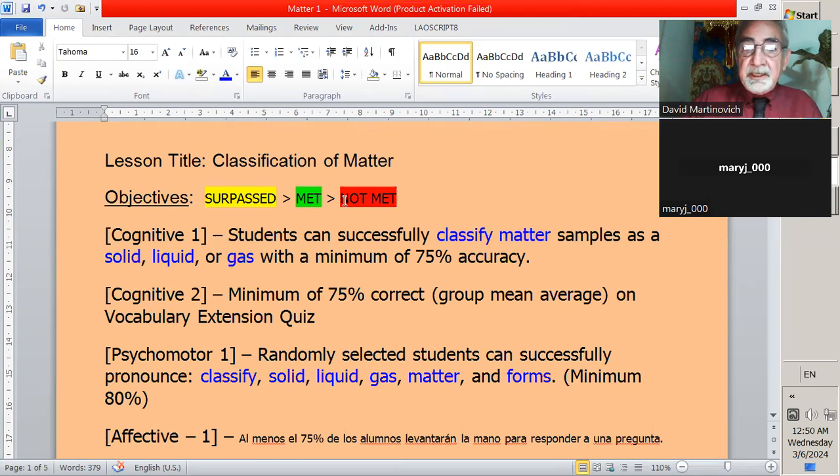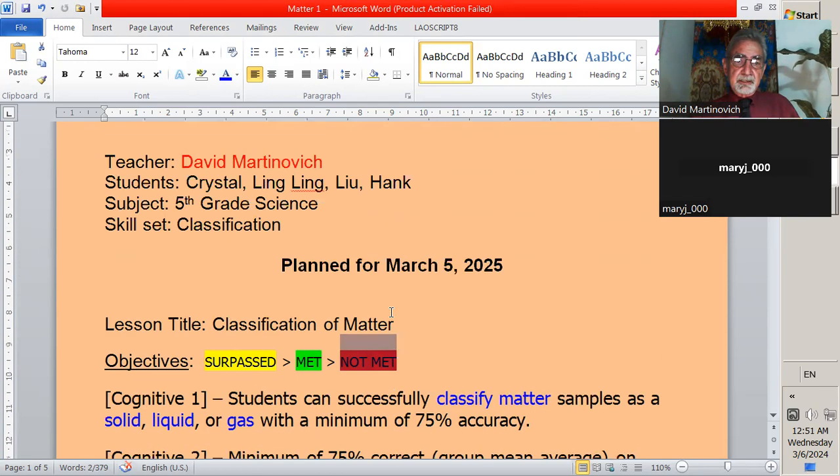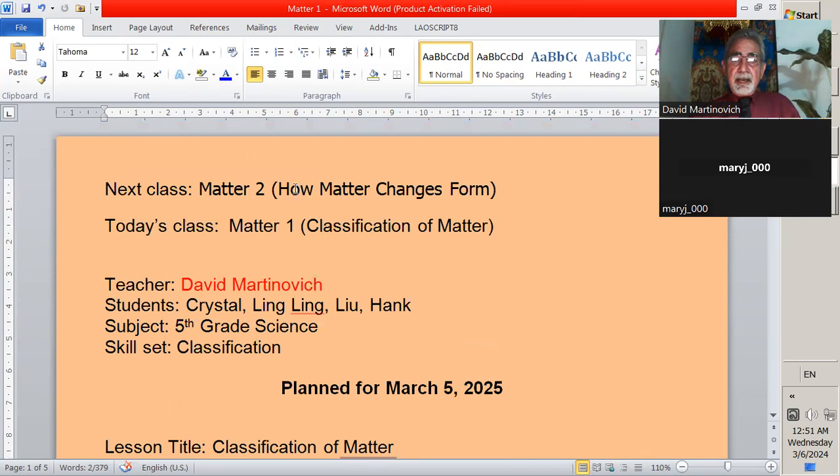If the objectives are not met, I will color them red, and then I'll look at these next time for the next lesson, which will be how matter changes form.